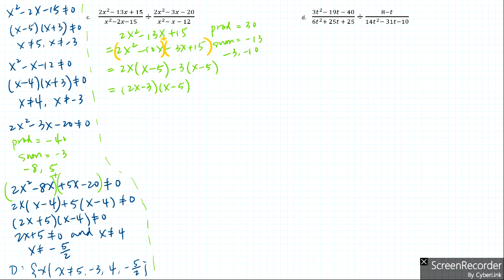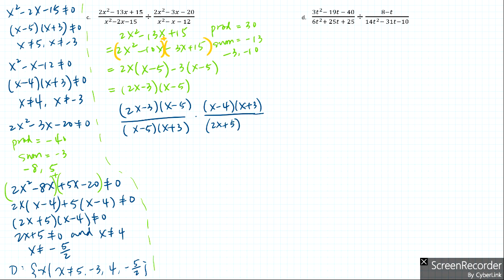So now our original problem really is 2x minus 3 times x minus 5 over x minus 5 times x plus 3, multiplied by, flipping the numerator and denominator, x minus 4 times x plus 3 over x minus 4 times 2x plus 5. I'm just looking to the left side of the line to see all my factorization. And once we have this form, we can start the cancellation.